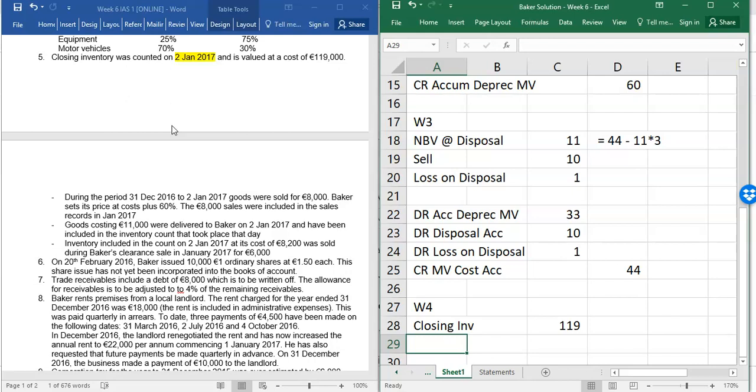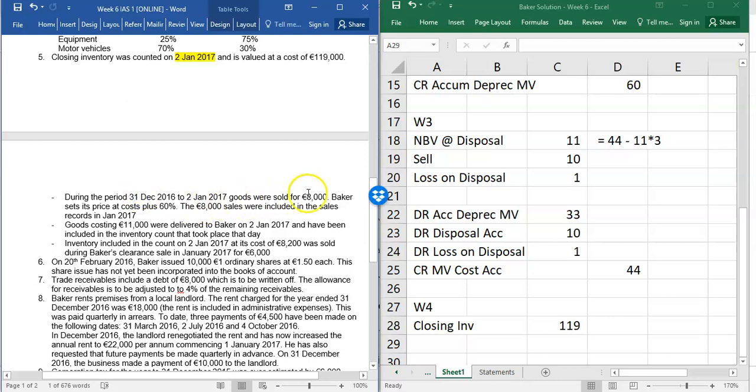What we're trying to do is roll back and figure out, well, if we know what was there 2 days after the year end, and we can figure out how much we purchased in those 2 days and how much we sold in those 2 days, we can work back, or what we call roll back, to the 31st of December 2016. So we're told here during that period of 2 days, goods were sold for 8,000 and it sets its price cost plus 60%.